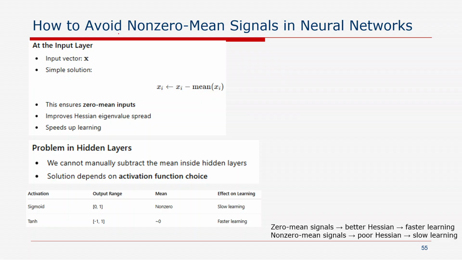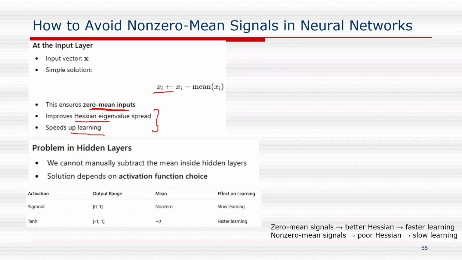Next, how to avoid the non-zero mean input signals in the neural network. If the input features are indicated by xi, then to make them zero mean input signals, subtract the mean from each input vector xi. That is, this ensures zero mean inputs are achieved. It becomes a zero mean input, which will improve the Hessian eigenvalue spread and speed up the learning, because we want the spread of the Hessian eigenvalues to be proper, and if it becomes proper, then the speed of learning will also be increased.